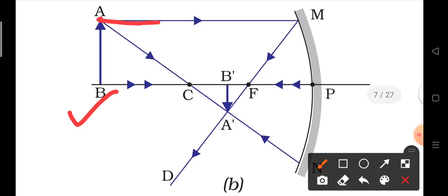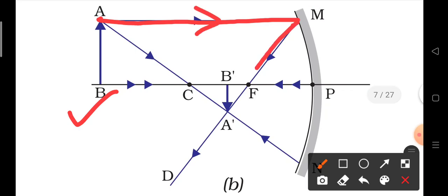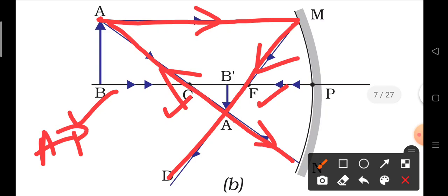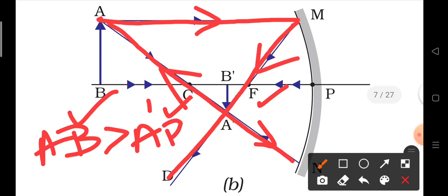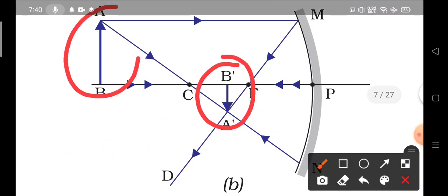Now the light ray which comes parallel to the principal axis, after reflection will pass through the focus, and the second ray, which passes through the center of curvature, will move back along the same path, and the image is formed over here between focus and center of curvature. The object size is AB, that is the object height, which is greater than the image height, that is A dash B dash. Are you able to see over here that A dash B dash is smaller in size as compared to AB?